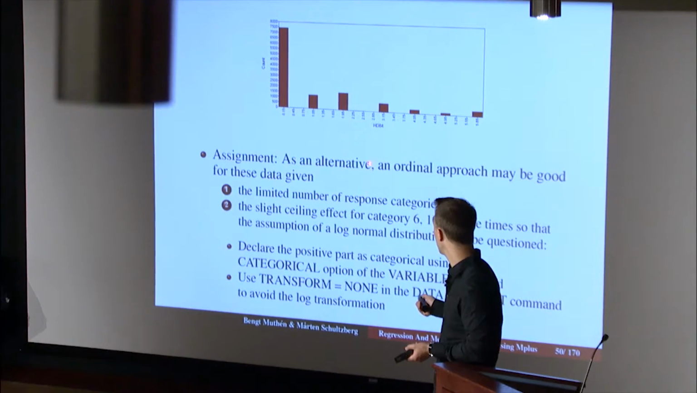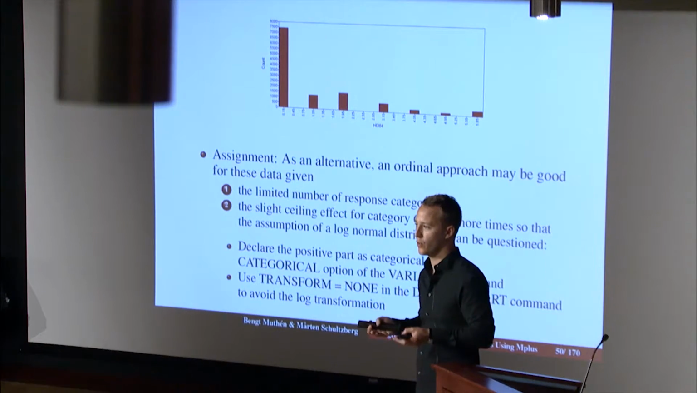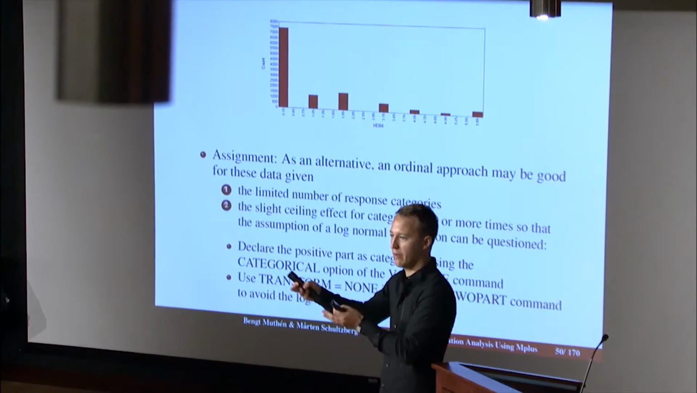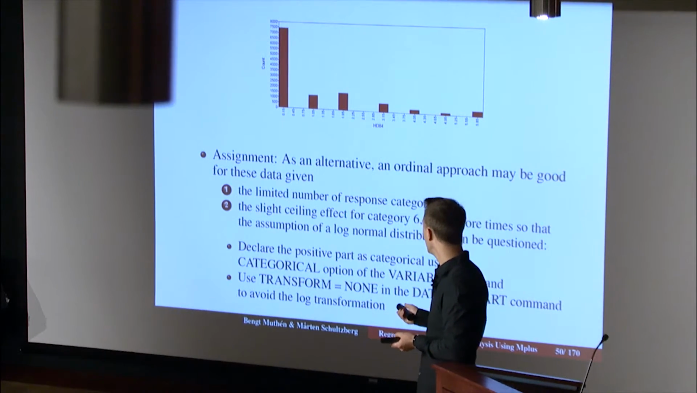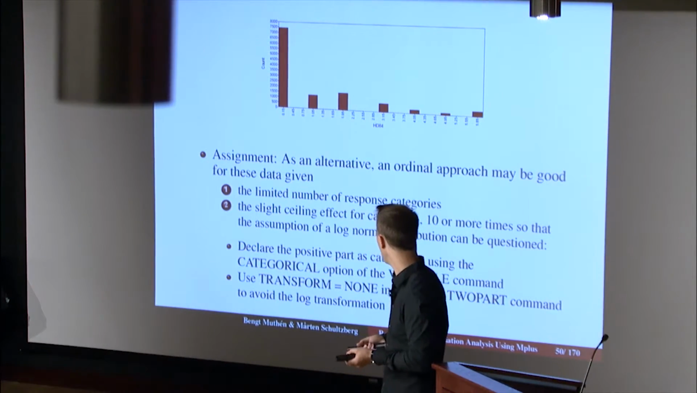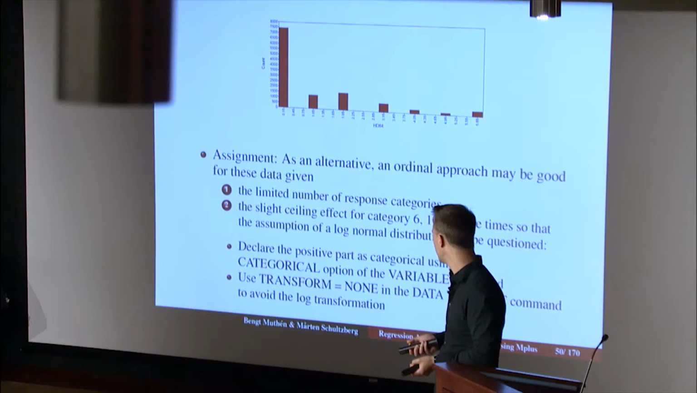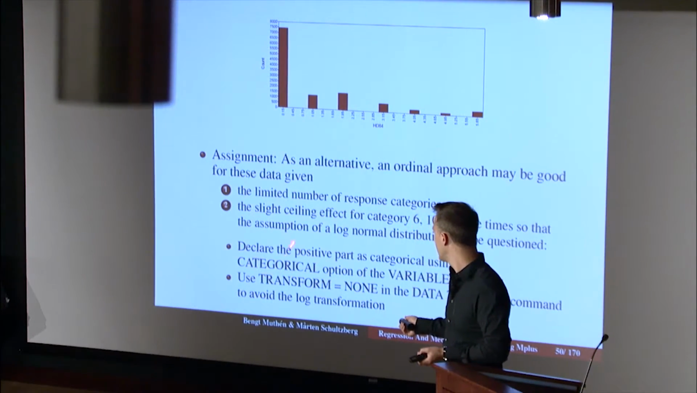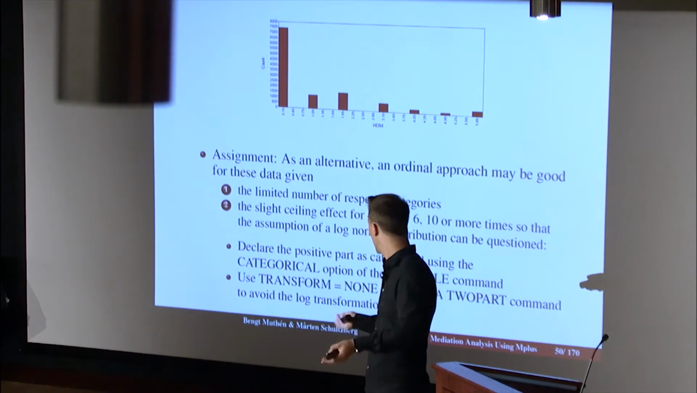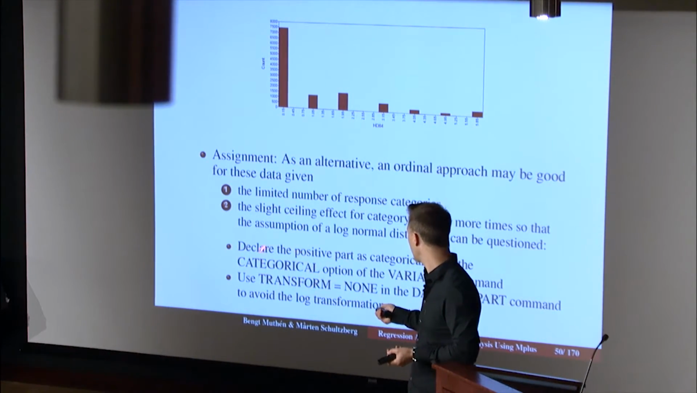And actually, it makes sense as an ordinal variable because we know that they're ordered categories, right? There are combinations of how many times you have engaged in heavy drinking. And there's not too many of them. If you have a 2-part here, then there's only 1, 2, 3, 4, 5, 6 categories. So it kind of would make sense. So how would you do this? Well, you would specify that the positive part of the 2-part variable is an ordinal or a categorical variable.